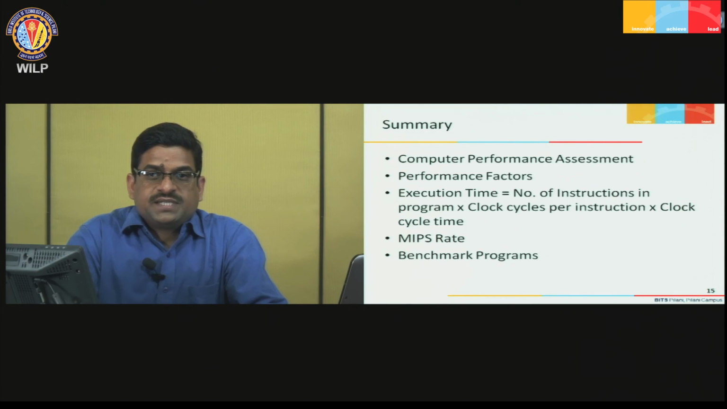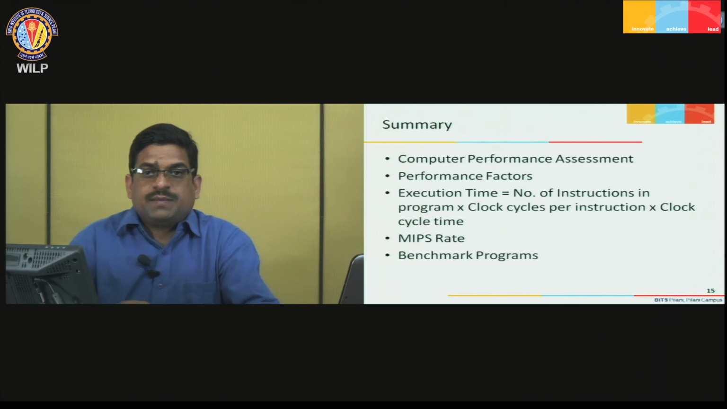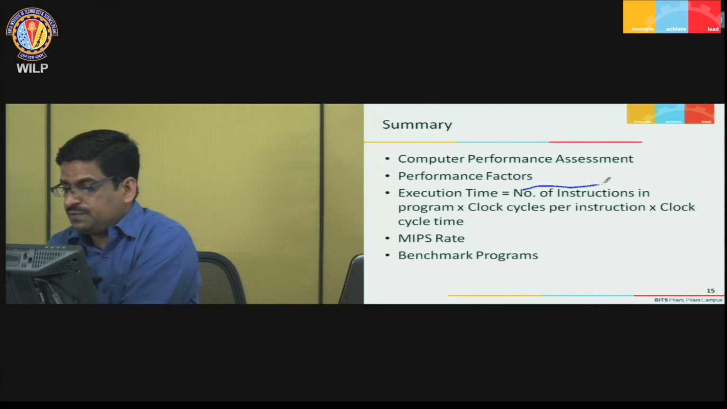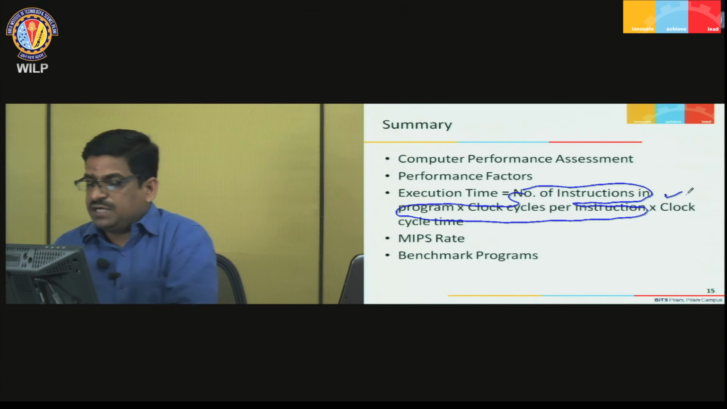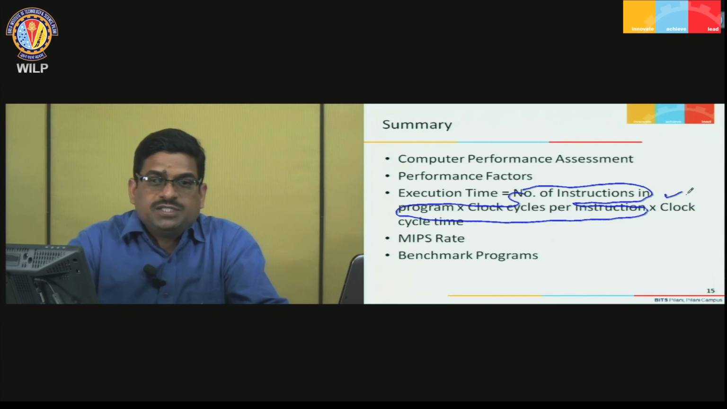The computer performance assessment, the various criteria, and the various factors which influence the performance of the computer. The execution time of a program can be calculated from the number of instructions in the program and the clock cycles per instruction, CPI, multiplied by the clock cycle time. That gives me the execution time.